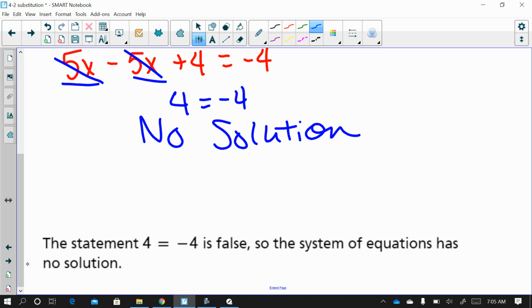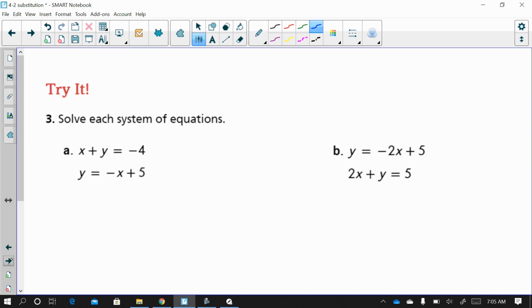Okay, no solution. So if we are thinking about this graphically, these two lines would be parallel. They're never going to touch. Okay, your turn. Please pause the video and try letter A.